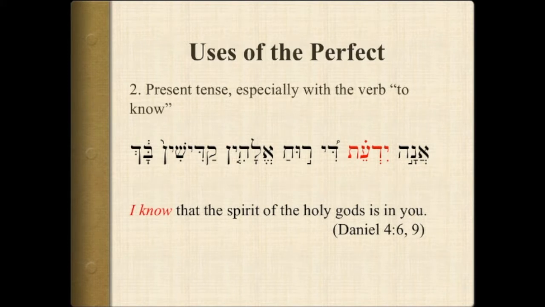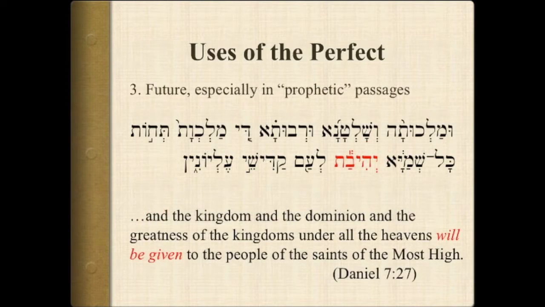Occasionally, it has a kind of present tense sense with certain kinds of verbs. This occurs fairly frequently in Aramaic with the verb to know. I know that the Spirit of the holy gods is in you. Occasionally, it can have a future sense, especially in passages which are kind of predictive or prophetic. So, and the kingdom and the dominion and the greatness of the kingdoms under all the heavens will be given to the people of the saints of the Most High.